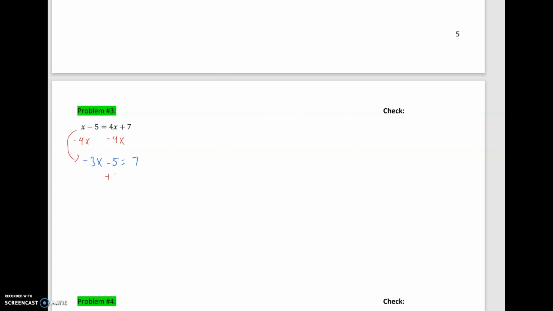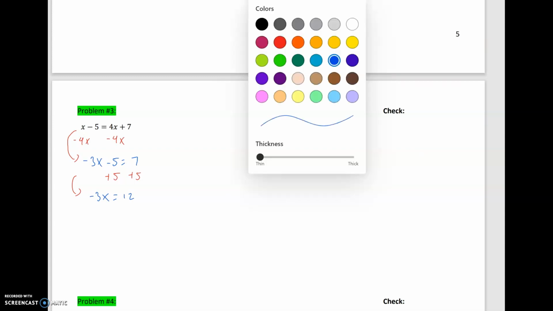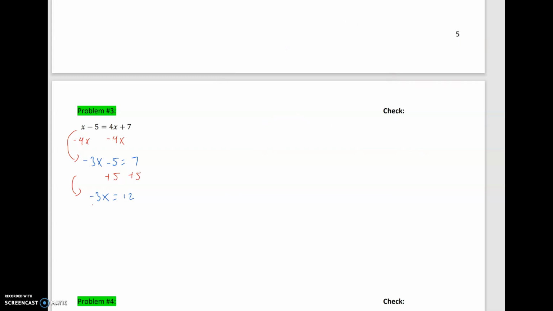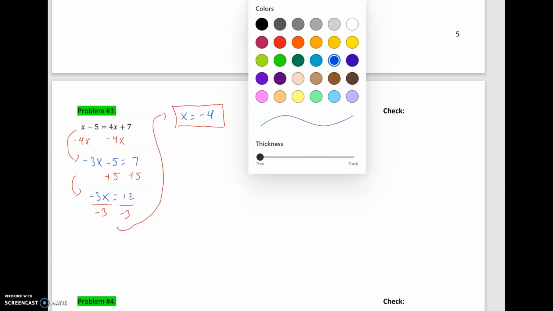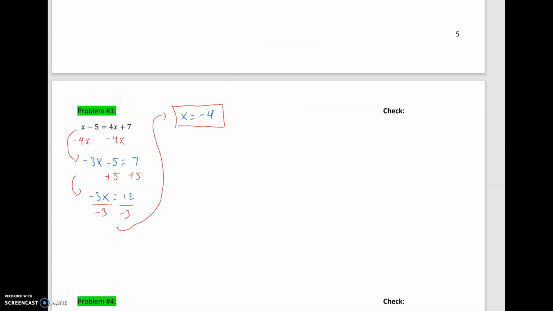And then I'll add the 5. So rewriting it will leave us with negative 3x is equal to 12. And then in our last step, we could do the division by negative 3. So our solution here, we end up with x is equal to negative 4. Once again, for the check, we're just going to plug in that value. Let me check the answer, but we're good here.